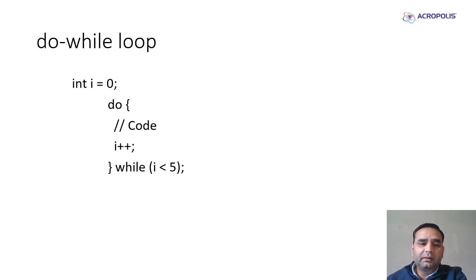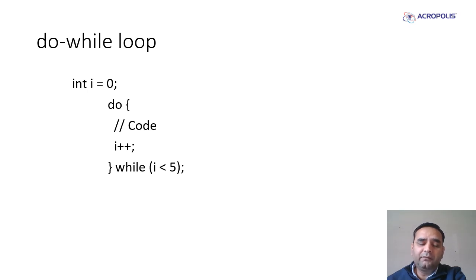Okay. Then we have the do while loop, that is called an exit control loop. Okay, so the do while loop is used whenever we have to execute some block of code at least one time. That's why it is called an exit control loop.